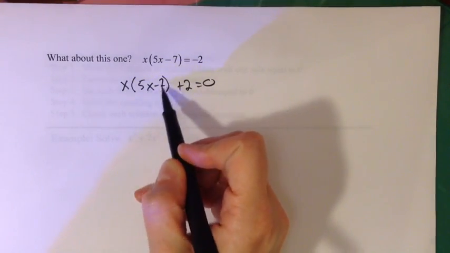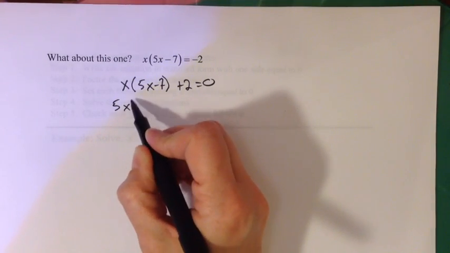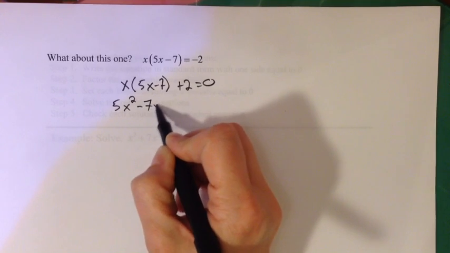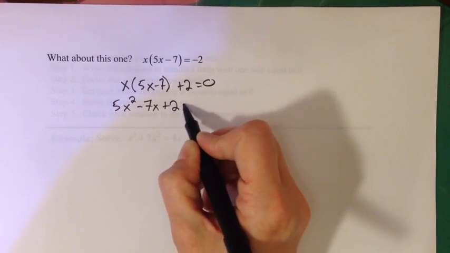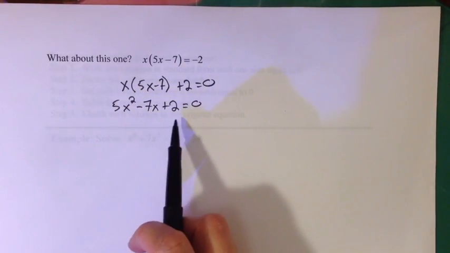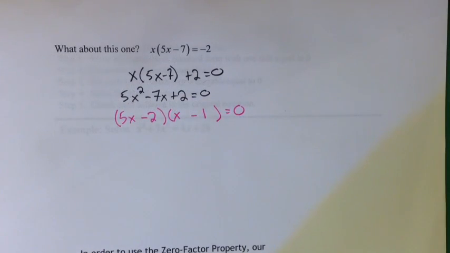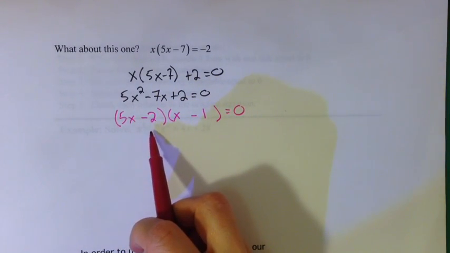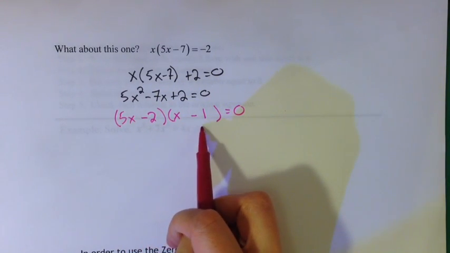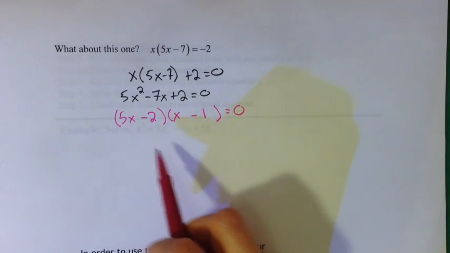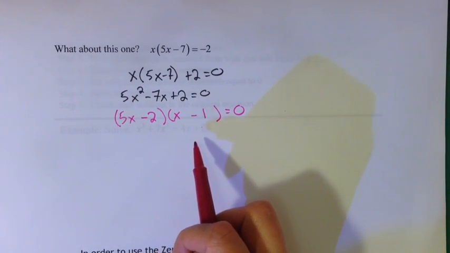I'm going to distribute this x, giving me 5x squared minus 7x plus 2 equals 0. There's no like terms to combine, so now I can try to factor this. Using a little bit of guess and check, I found that this factors as (5x minus 2) multiplied by (x minus 1). Now we're finally back to a setup where we can use the zero product property.